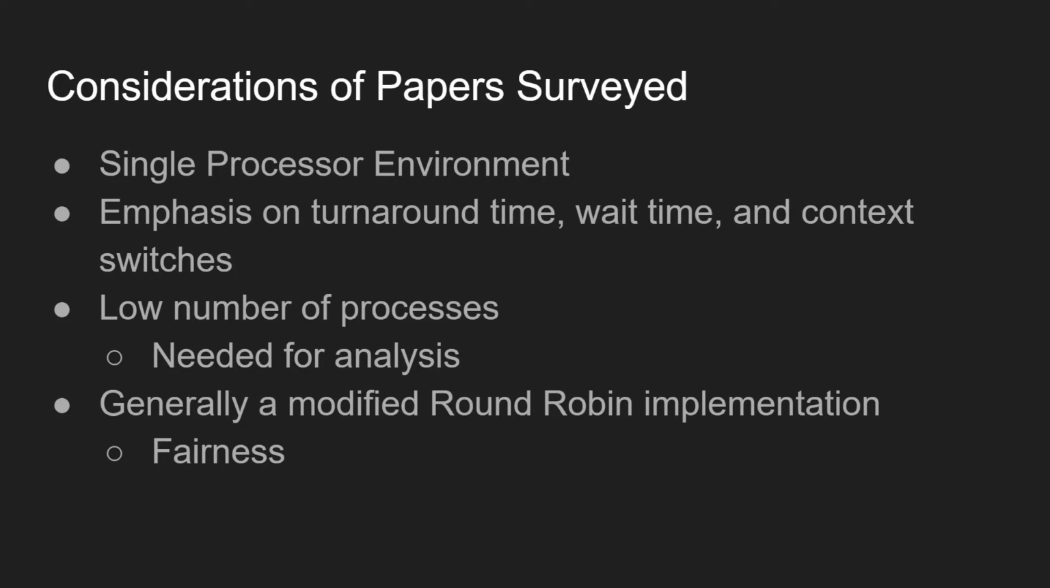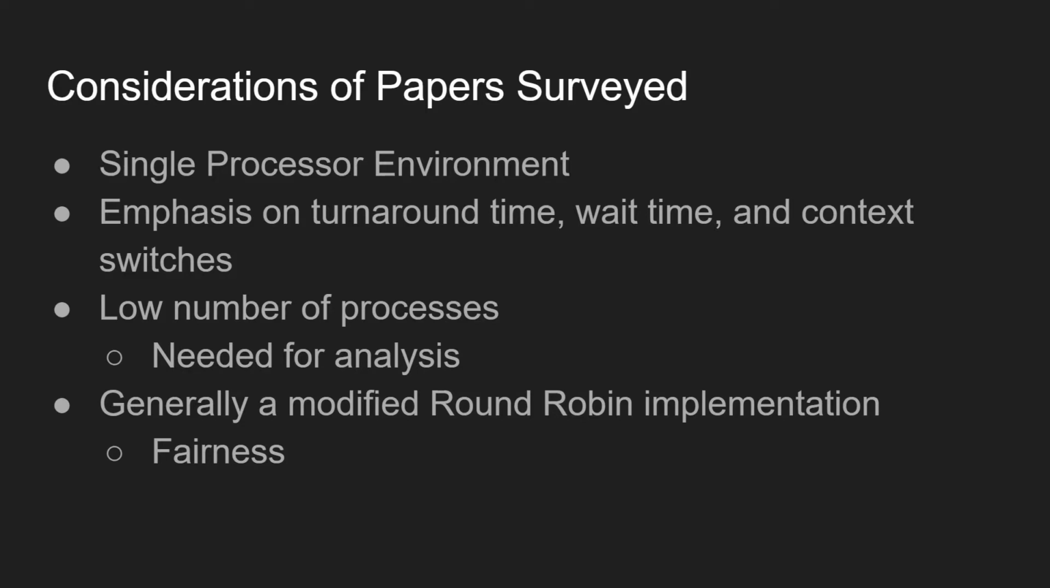Okay, just some considerations of the papers that are surveyed in this presentation. These are just some things that I noted. Each paper generally considers a single processor environment. There's emphasis on turnaround time, wait time, and context switches. I thought it was pretty interesting that they never really touch base on response time all that much. There are a low number of processes, and this is needed for analysis. We really don't need a lot of processes to see that these algorithms run in a modified and efficient way.